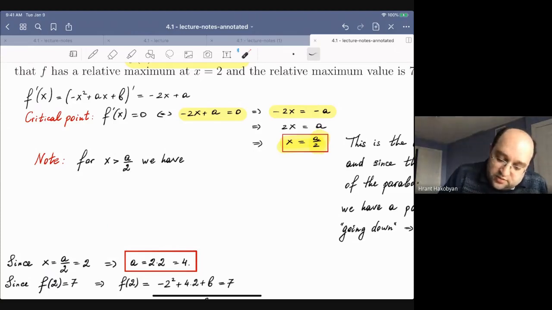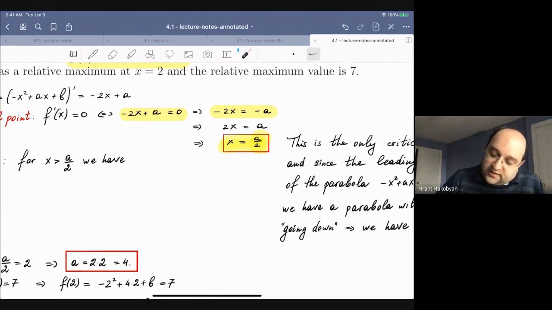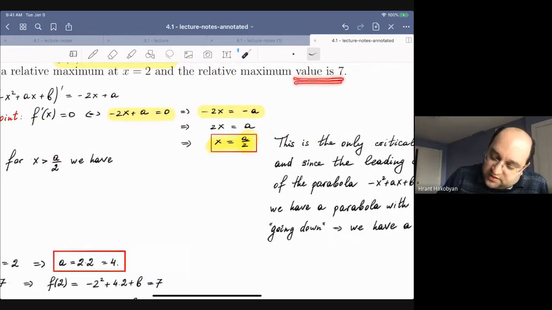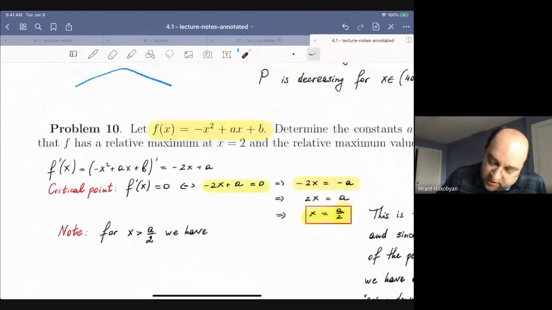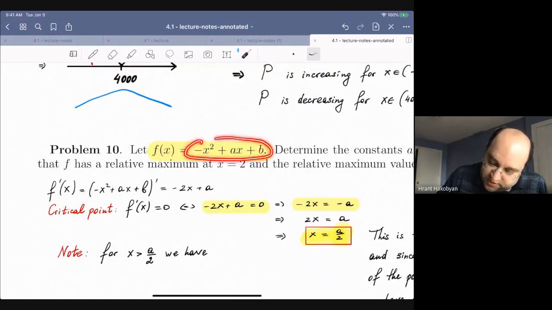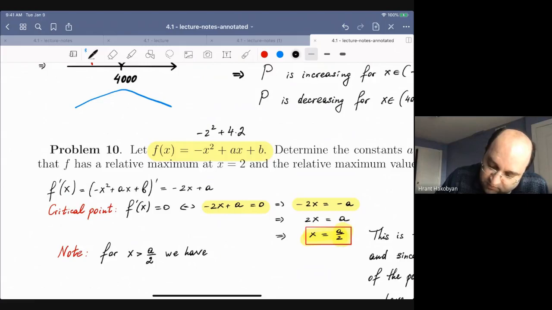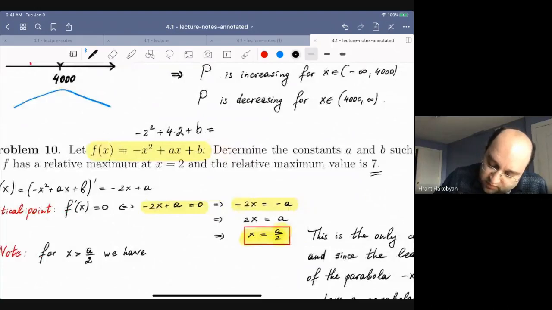It says relative maximum, which is the same thing as local maximum. And the value at that point is 7. So if I plug in 2, f of 2 has to be 7. Plugging 2 into this expression, I get negative 2 squared plus a times 2, and I found a was 4, so 4 times 2 plus b, and that has to be equal to 7.